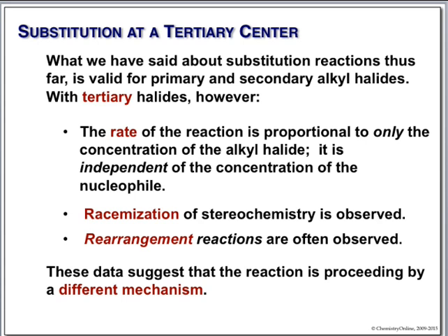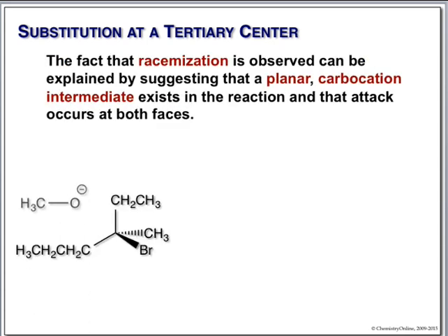If you look at a chiral electrophile, instead of having inversion of configuration, we get racemization. Racemization means you get equal concentration of both enantiomers. Finally, if we have a tertiary alkyl halide, this can undergo a skeletal rearrangement. That we'll talk about some examples of that in a minute. But what that means is, clearly, we have a totally different mechanism here for tertiary halides than we did for primary. This is going to be called the SN1 reaction.